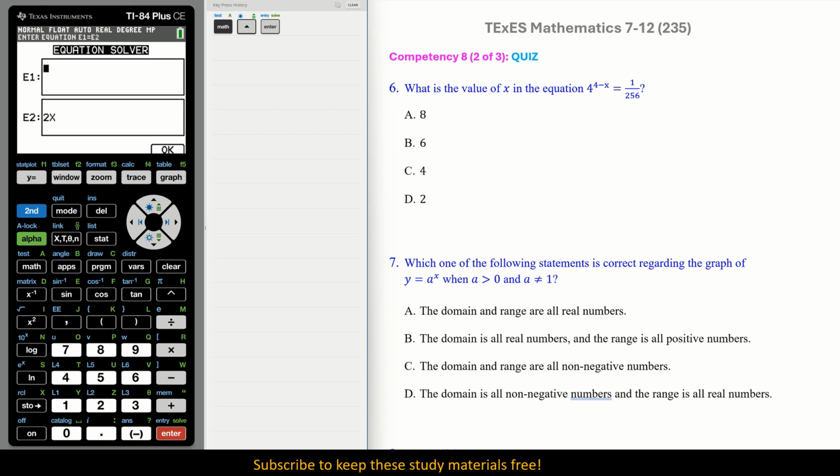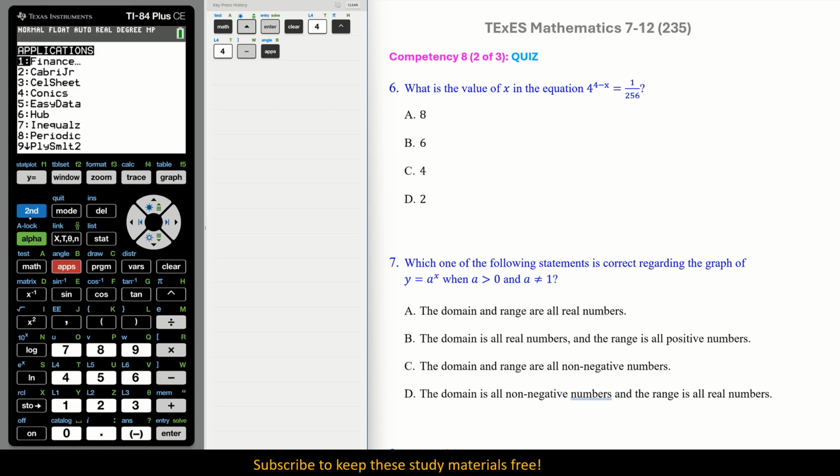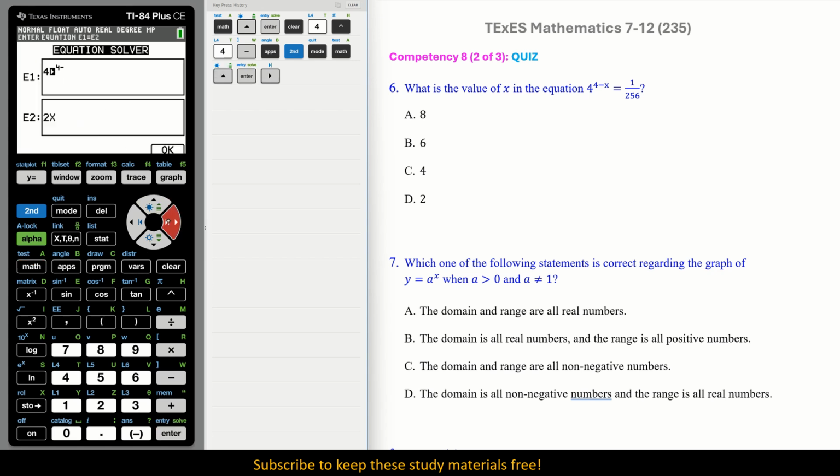Push enter. Then type in each side of the equation as we've done before. So let's clear this out and say 4 carried up, 4 minus x. Oh, I hit the wrong thing. Sorry about that. Let's go back to math, go up and enter, and it is still there. That's one good thing. All right, so we go to x.